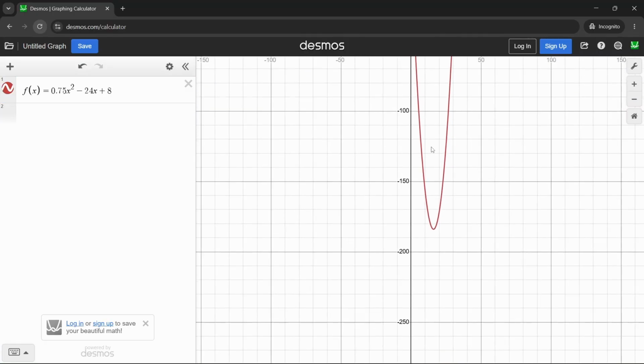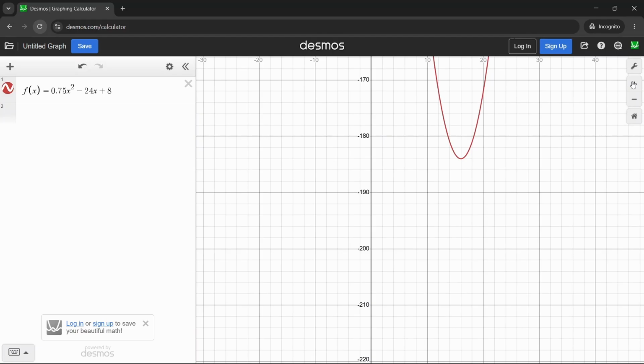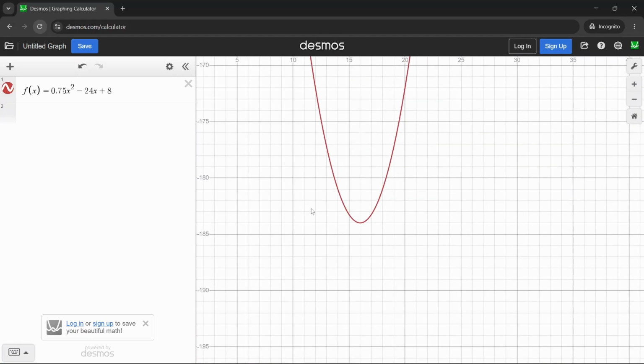Essentially what we're doing is we're finding the vertex. And you can find the vertex by manually finding it with opposite of b over 2a, but Desmos makes this go a lot quicker. So there is our vertex, there is our lowest point. It says it has a minimum value of k, so we're looking at what is that. And when x is 16, we find our minimum value. This goes as far down as negative 184. That is our value of k, negative 184.